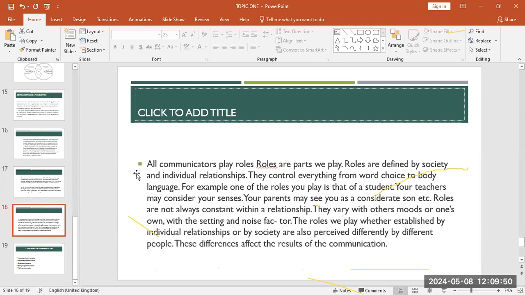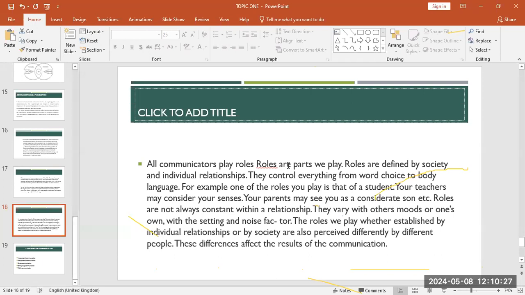In other words, we can end this by saying that all communicators play roles. Roles are parts that we play. Roles are defined by the society and the individual relationships. So they control everything from word, voice, body language. The roles that you play in the society. Like, for example, the way you talk to your dad is not the way you talk to your very close friend.